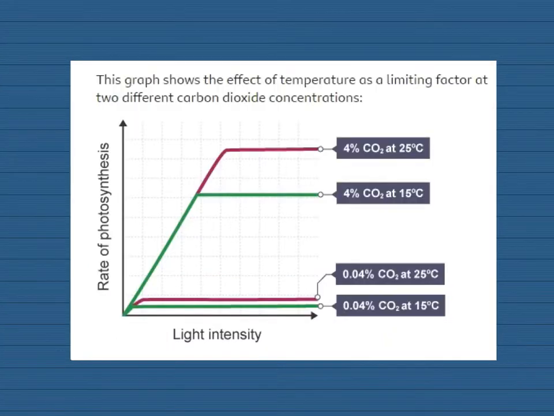This graph is a very popular one as well in the exam. As you can see on the right hand side, they've shown you the CO2, carbon dioxide, at different temperatures, and you can see the effects on the rate of photosynthesis. So it's showing the effect of temperature at 2 different carbon dioxide concentrations. You need to work out which is the highest rate of photosynthesis and why.